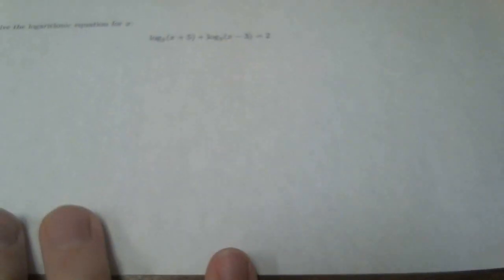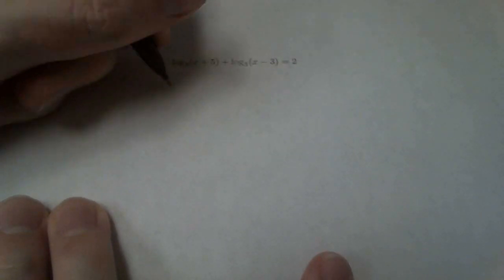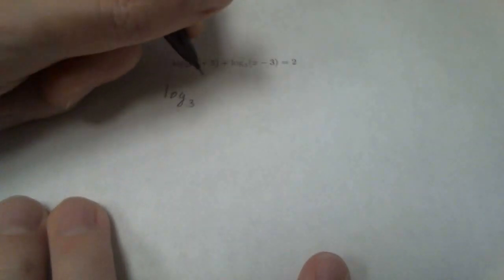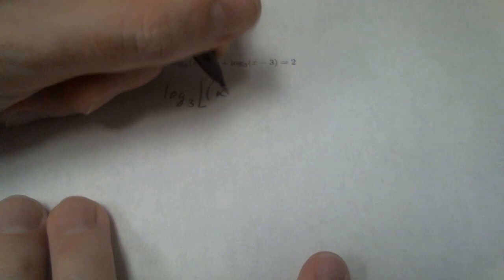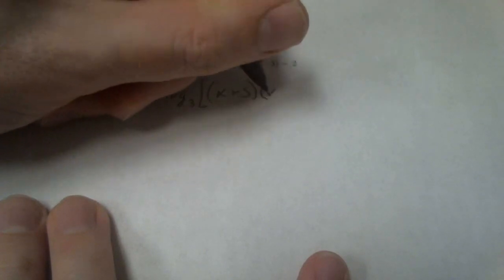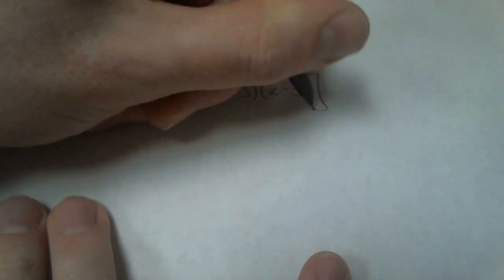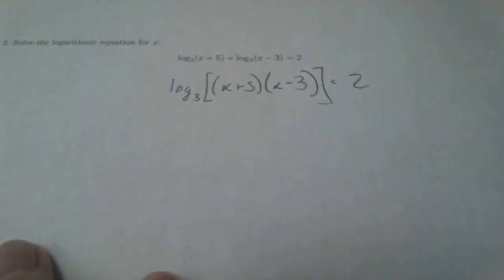All right, and the final problem here is dealing with solving a logarithmic equation. So to solve an equation involving logarithms, your first step is you want to get it so you have a single logarithmic expression all by itself on one side. All right, so here we are adding two logarithms, so we can combine those into a single logarithm. And we're going to take the logarithm of the product in this case. So we have x plus 5, x minus 3 equals 2.